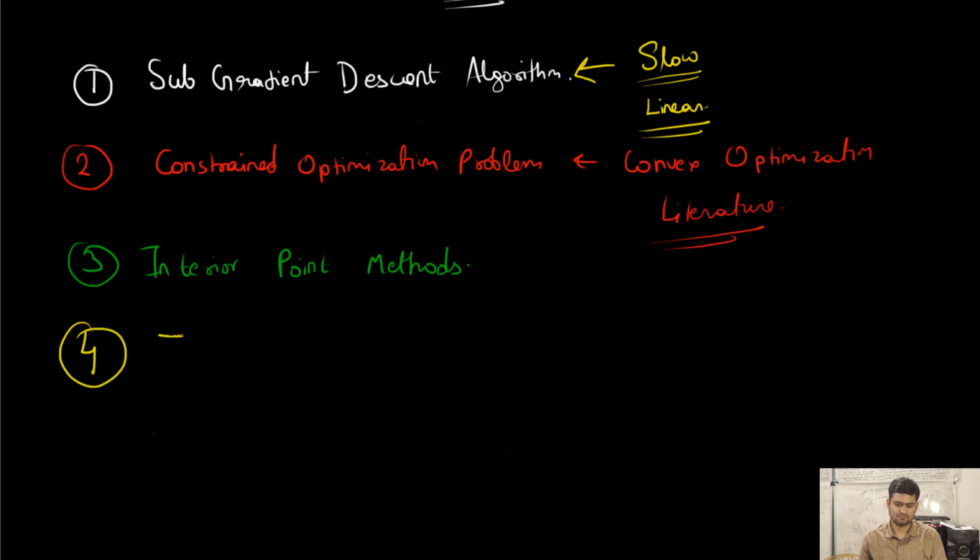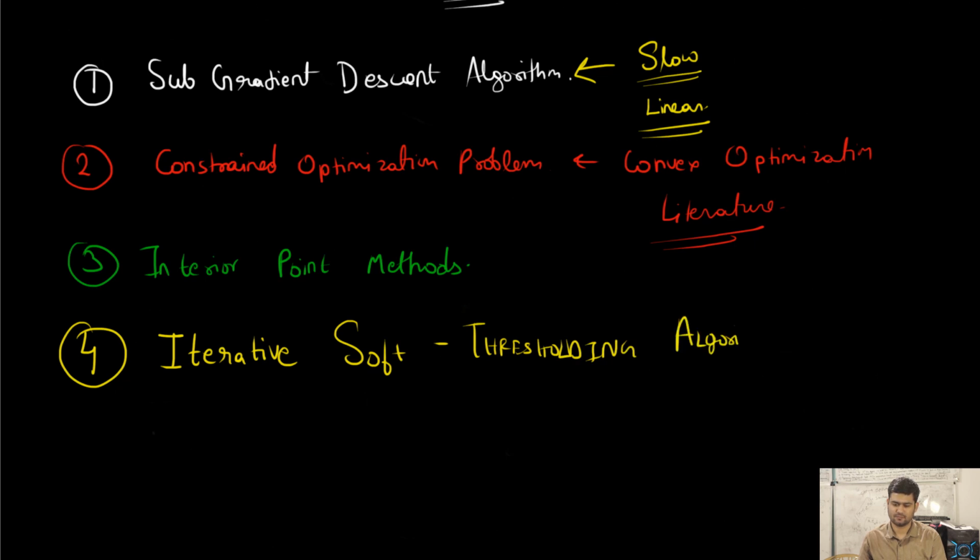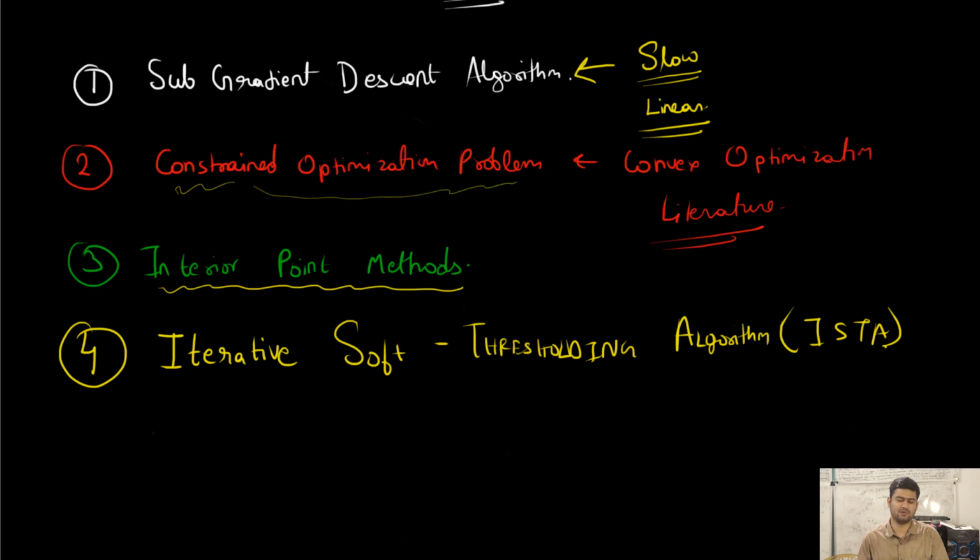is known as the iterative soft thresholding algorithm, or ISTA. So for the purpose of interior point methods, it's way too complex to explain in this machine learning course. This is not a comprehensive course in convex optimization, and we are not going to discuss the formulation. This formulation will come when we discuss the SVM.